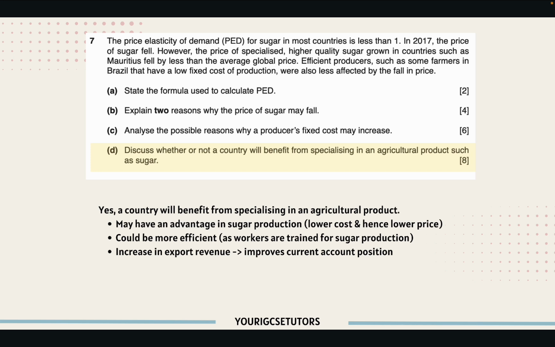Or the country may also have more trained labor in agricultural production, which then increases their efficiency. This could increase their exports and the revenue they earn from exporting agricultural goods, therefore improving their current account position.